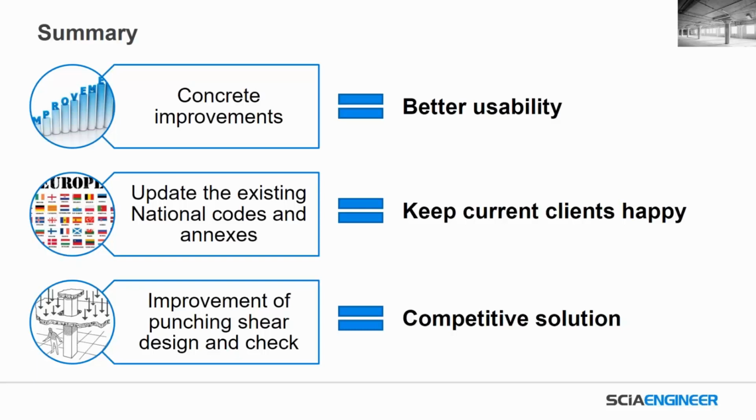And so there's no more guesswork, there's no more trying to figure out what the punching shear check is doing or how it's working. You can see visually on the screen, okay, this is how this is calculated. You know, this is a great idea. This is really great functionality.